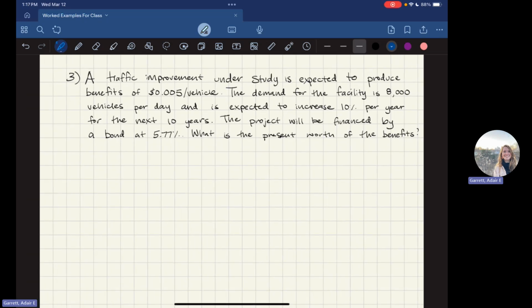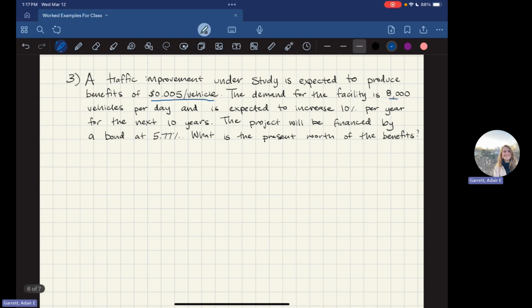This problem asks, for a traffic improvement under study, it's expected to produce benefits of $0.005 per vehicle, so half a cent per vehicle. The demand for the facility is 8,000 vehicles per day. I'm just underlining our knowns. And this is expected to increase 10% per year for the next 10 years. The project will be financed by a bond at 5.77. So I believe that will be our interest rate. I is equal to 5.77%. And then what is the present worth of these benefits?